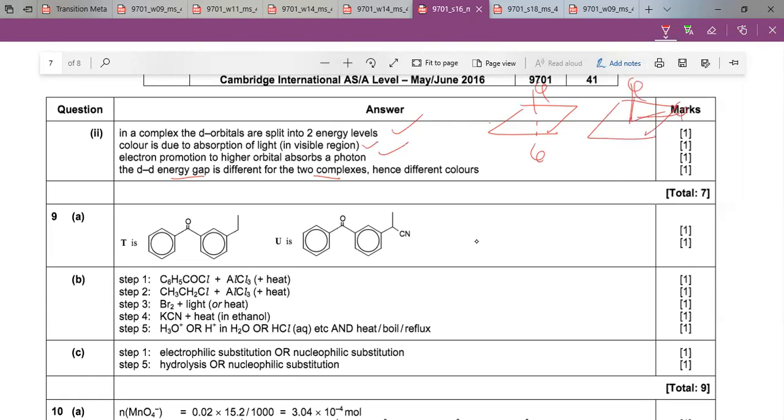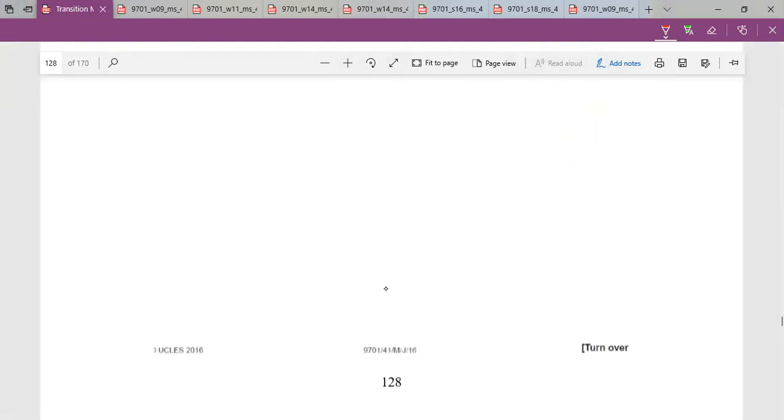So different position will split it. So the energy gap is different. It's split into different for 2 complexes. Hence different colors. Position-wise also will split it into different colors. All right, so first one here.